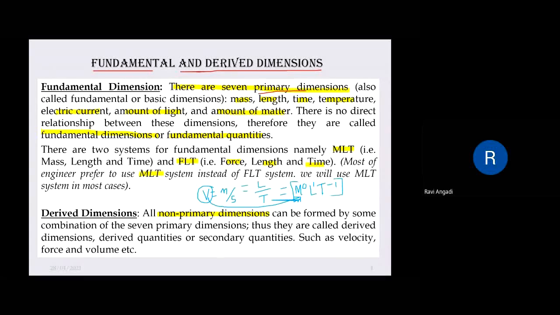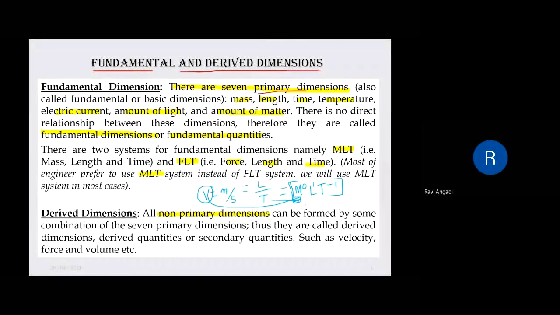When it is written in a square bracket, it means the dimension of that particular quantity is being considered. That is the meaning of the square bracket. So I'll repeat it once again. The fundamental or primary quantities are independent quantities, like the 7 primary quantities. They are mass, length, time, temperature, electric current, amount of light, and amount of matter. There is no direct relationship between these dimensions.